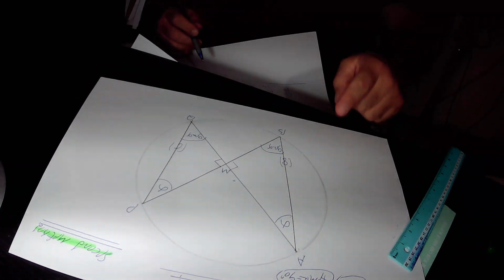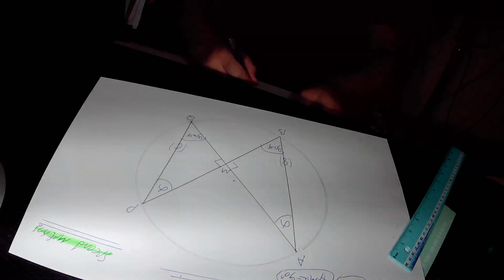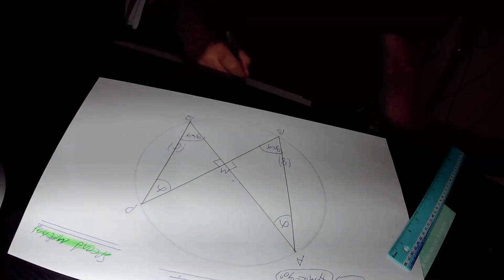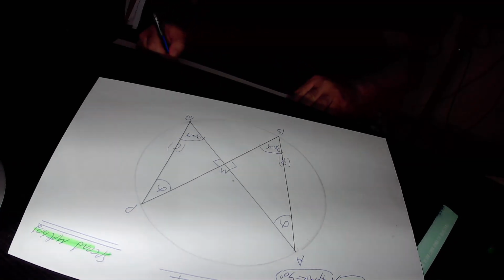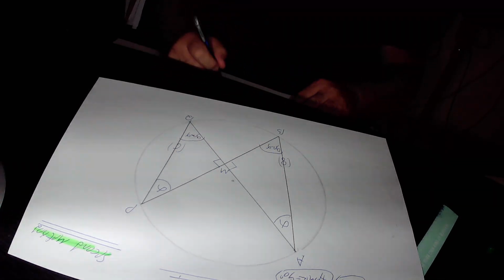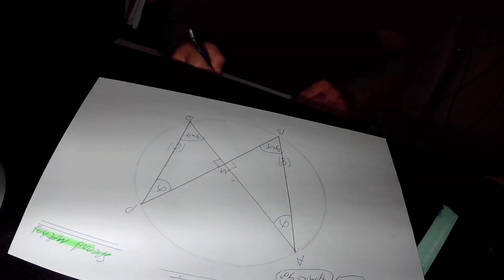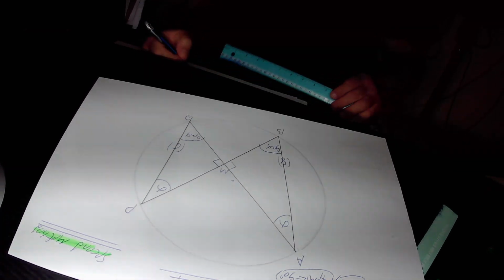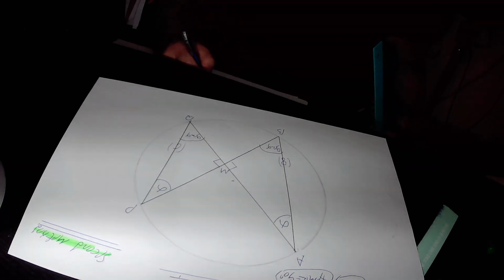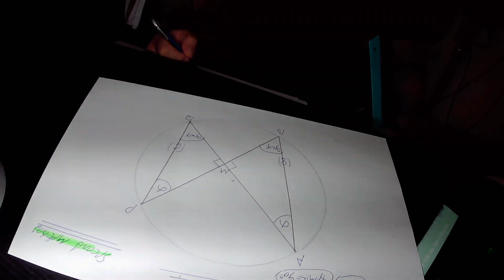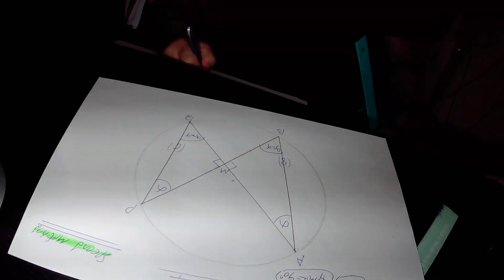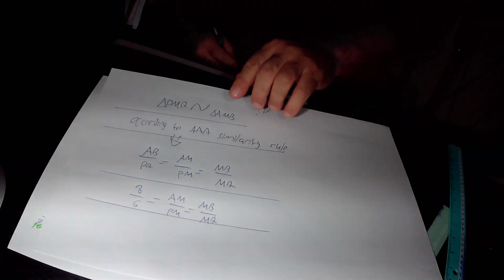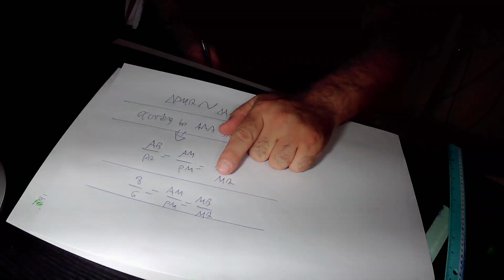AB is 8, according to what is given in the question, and PQ is 6, also according to what is given in the question. And it is equal to AM, the missing side, so we leave it as it is, over PM. PM is also a missing side, so we leave it as it is. And it is also equal to MB over MQ. So in total we found out that 8 over 6 equals AM over PM equals MB over MQ.